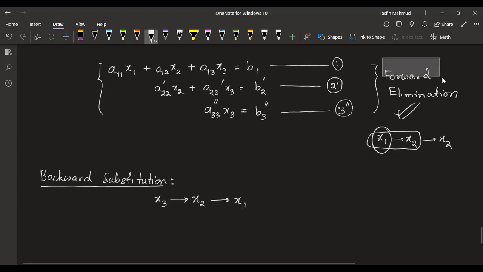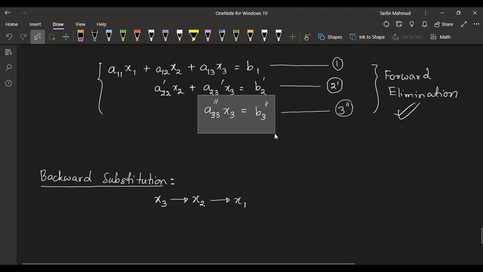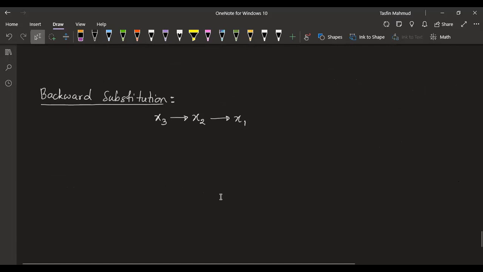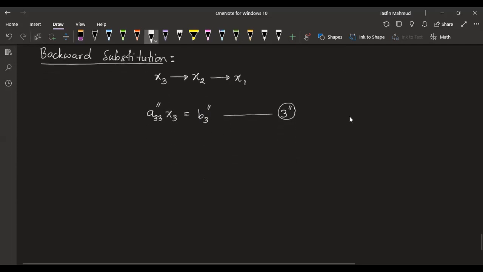So forward elimination was called forward because we first eliminated x1 here, then we eliminated x1 and x2 in the forward manner, and now we will move on to the backward manner. Okay, so we can find the value of x3 in a pretty easy way. If we consider the third equation, x3 can be found simply as b3 double prime divided by a3 double prime, right? We can easily find the value of x3.